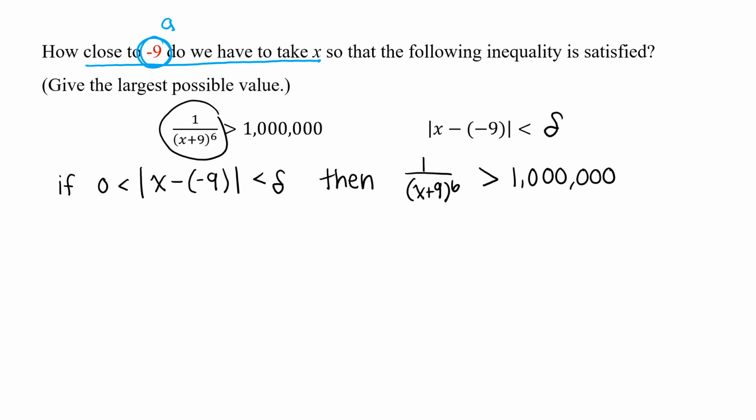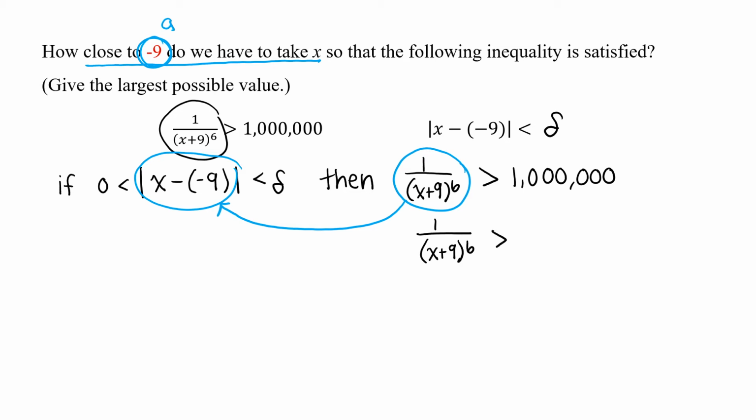And just like before, we're trying to take this expression and transform it at least to the inside of that expression, because as long as it's positive, we'll be okay. So let's see. First off, let's rewrite this 1 million. So we have 1 over the quantity x plus 9 to the 6th power, which is greater than, well, 1 million is the same as 10 to the 6th power. So then we can take the 6th root of each side. So we end up with 1 over x plus 9 is greater than 10.